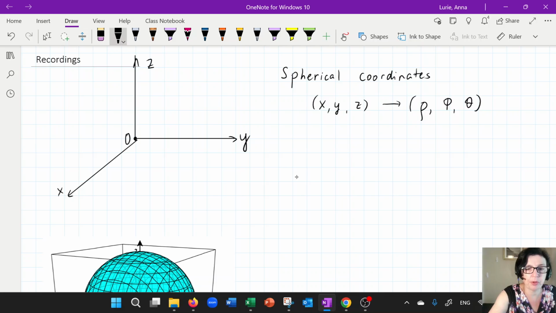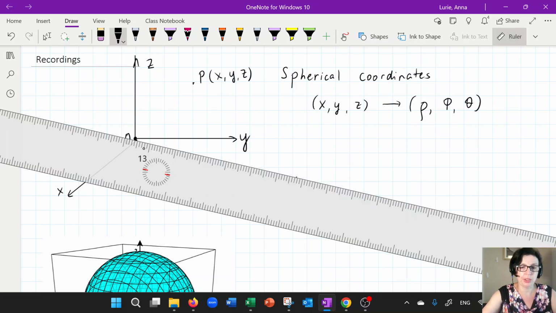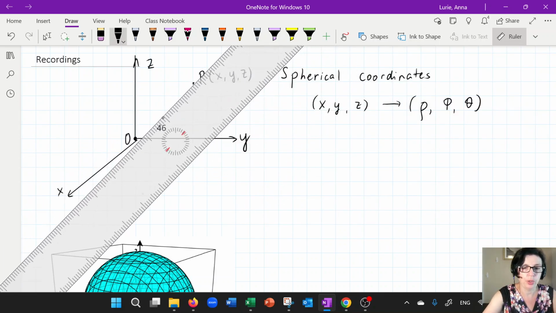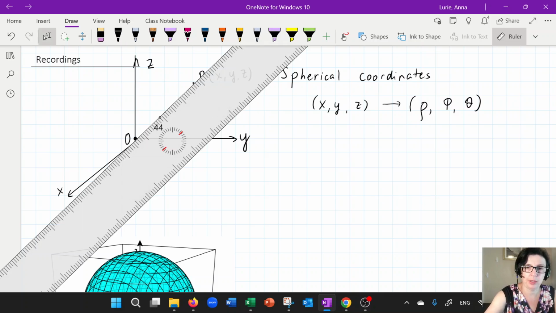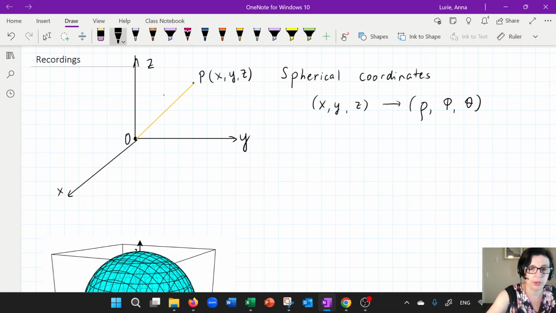So let's take an arbitrary point P with rectangular coordinates x, y and z. Rho is going to be the distance from that point to the origin. So this right here, let me draw that distance. That's rho. So that's easy to understand. Note that this is not the same thing as r when we were dealing with cylindrical coordinates, because there we were taking the projection of P onto the xy plane, and then r was the distance from O to the projection. Here the distance is from O to the point itself.